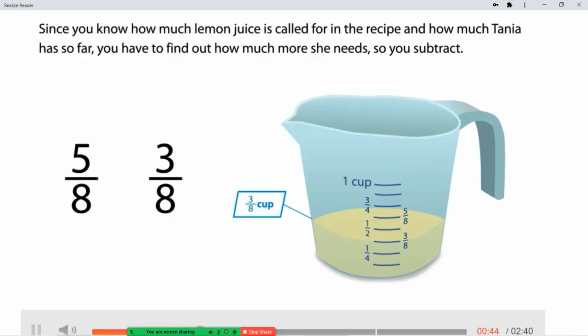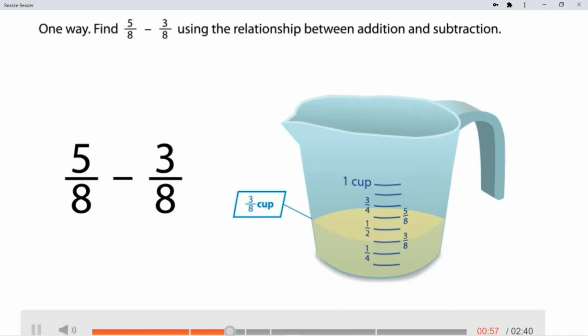Since you know how much lemon juice is called for in the recipe and how much Tanya has so far, you have to find out how much more she needs. So you subtract. One way: find 5/8 minus 3/8 using the relationship between addition and subtraction.